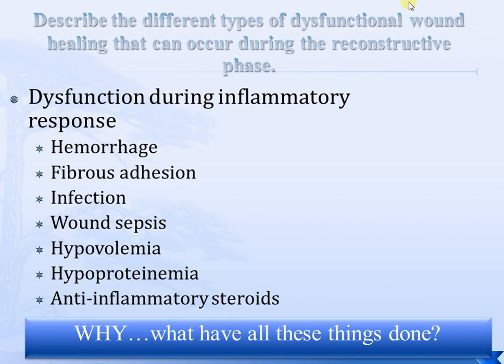So dysfunction is why you're going through the inflammatory response. So what happens if things don't go the way they're supposed to? Like if you have a hemorrhage. If you're hemorrhaging while you're trying to heal, what problem could that introduce? That means you're still bleeding, right? So, well, number one is if you're still bleeding, you're not properly connecting things, so you're not healing the wound. What else are you exposed to more when you have open blood vessels? More infection, more bacteria.